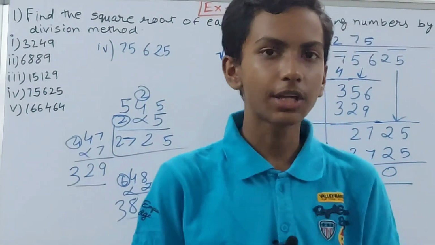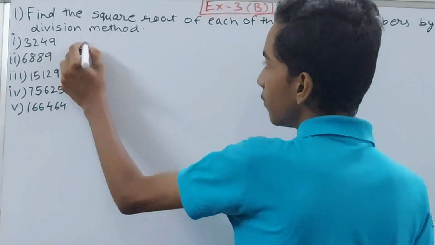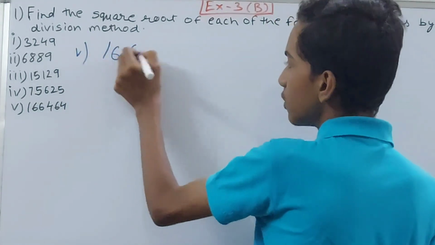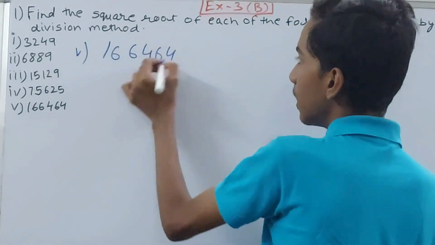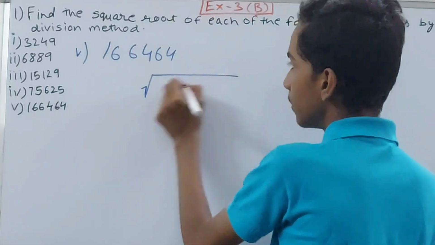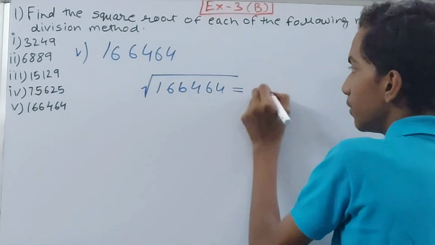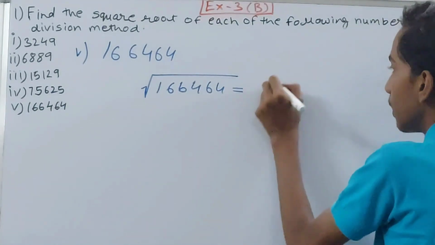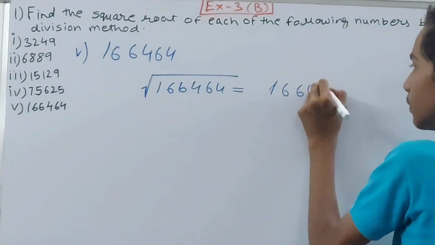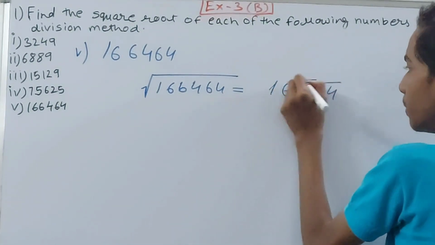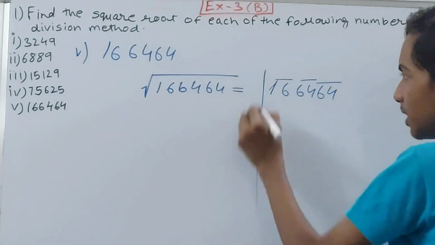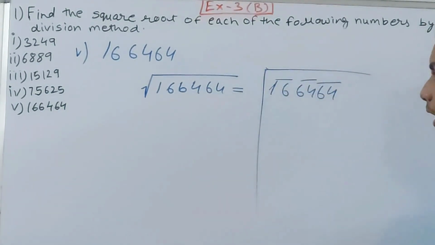Now let's move on to the next part. We have the fifth part: 166464. So we'll find the square root of this number. Make the pairs accordingly, make these three pairs accordingly. So now we've made these pairs.